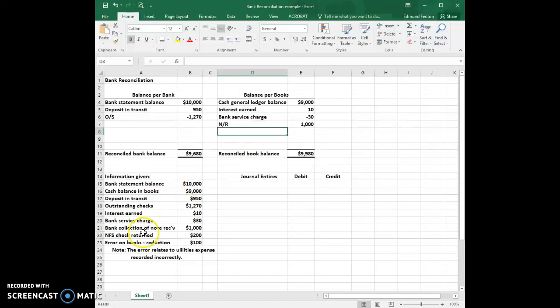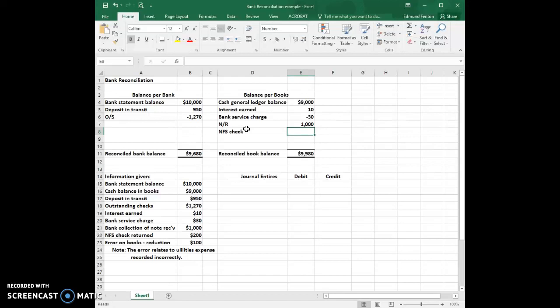The next one is a non-sufficient fund check returned. So an NSF check. This is where a customer of ours gave us a check. We deposited it. Our bank gave us credit for that. Our bank sent it to our customer's bank, and our customer's bank said, no, the customer does not have enough money in his or her account to cover that check.